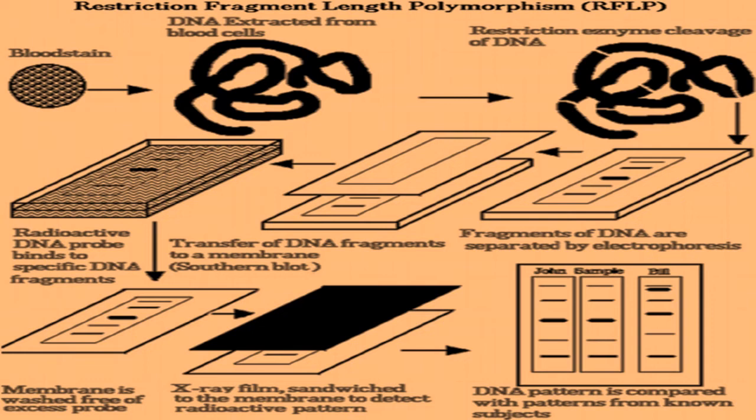The fragments are then transferred to a membrane through a technique called Southern blotting, which was discovered by E.M. Southern. The membrane is then exposed to a radioactive DNA probe, where the probe binds to specific DNA fragments, and the membrane is washed free of excess probe. It is then detected through X-ray film sandwiched to the membrane to detect the radioactive pattern. And finally, the DNA pattern is compared with patterns from unknown subjects.